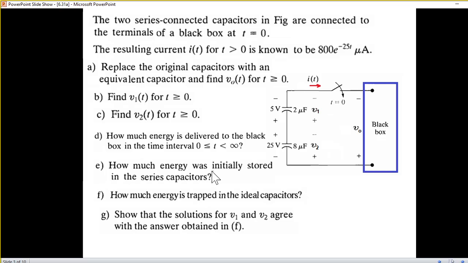How much energy was initially stored in the series capacitors? So energy is stored in the capacitor. How much energy is trapped in the ideal capacitor? Energy trapped means energy left over after it has been consumed by the black box. And then we have to show that the solution for v1 and v2 agrees with whatever trapped energy we find here. So we'll go step by step.